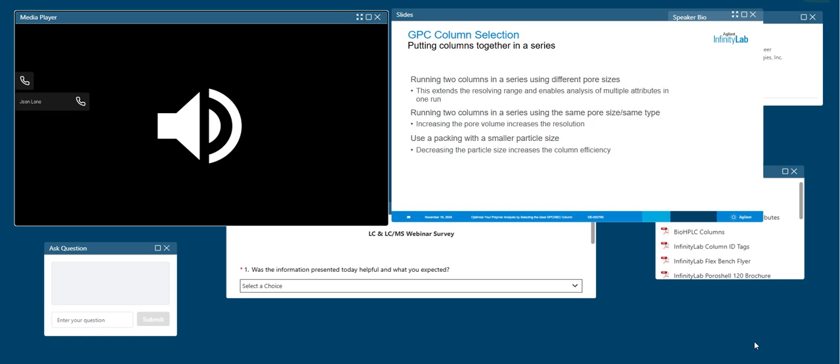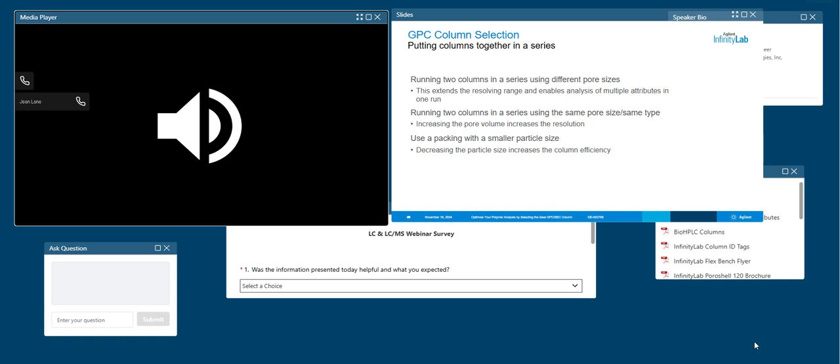As we've noted, it's very standard practice in GPC and SEC to see columns used in series. When selecting our columns and putting them together in series, what are we doing this for? Running two columns together in series using different pore sizes, we're doing this to extend the molecular weight resolving range, which will enable analysis of multiple attributes of our sample in one run.